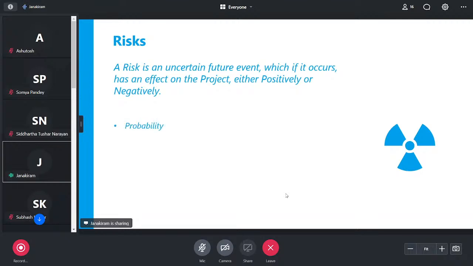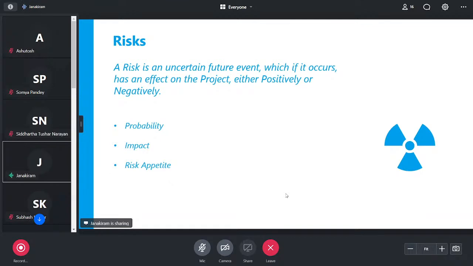So, there are certain aspects of risks that you look at: probability, right? For negative risks, you try to reduce the probability, and for positive risks, you try to increase the probability. For negative risks, you try to reduce the impact, and vice versa for positive risks.